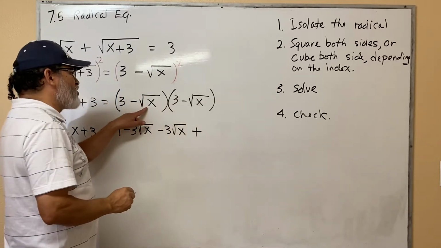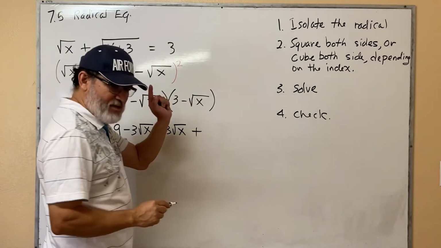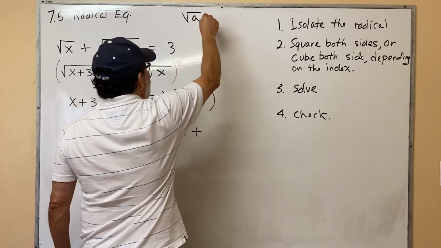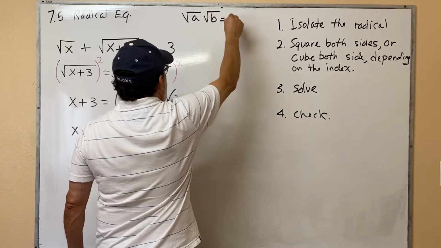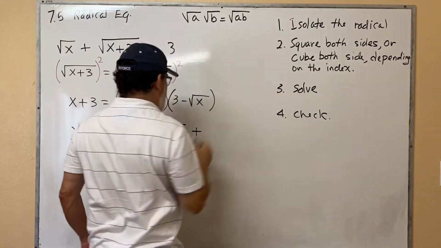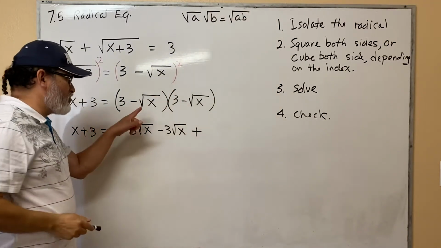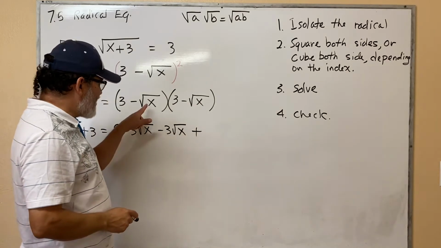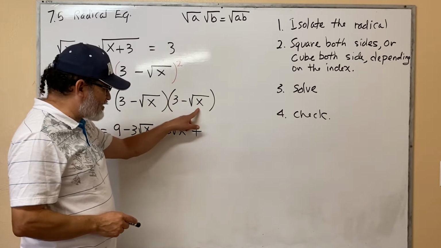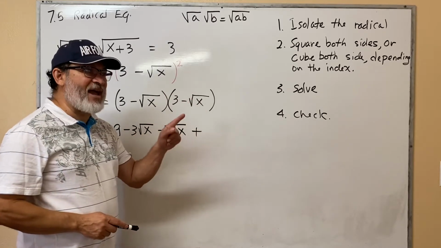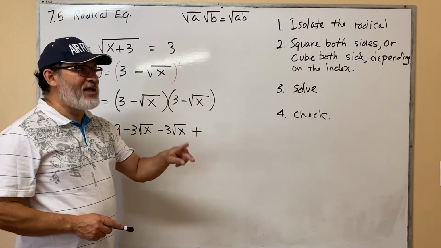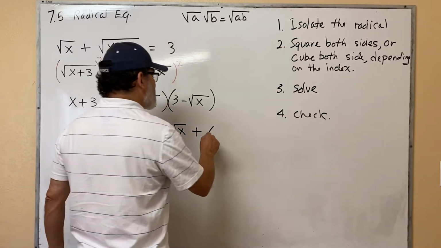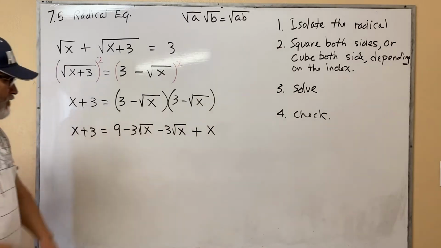And what is the square root of x times the square root of x? Remember that rule? The square root of a times the square root of b equals the square root of ab. So when you multiply the negative square root of x times negative square root of x, it is positive, and the square root of x times the square root of x is the square root of x squared. And the square root of x squared is x. Okay, that's FOIL.